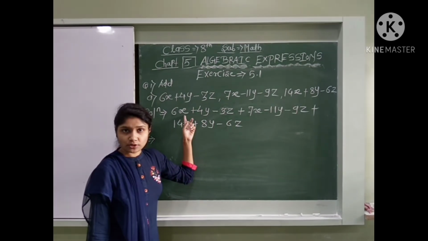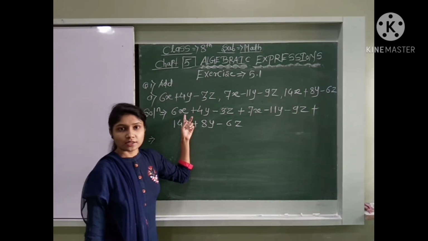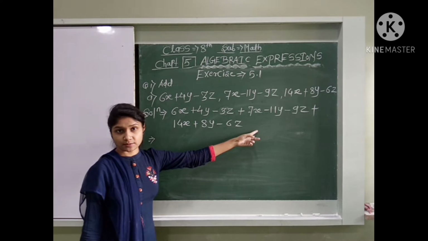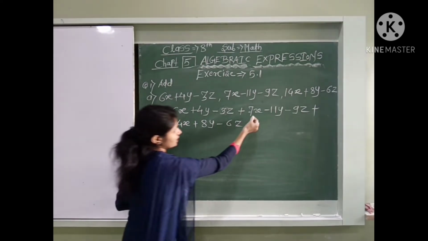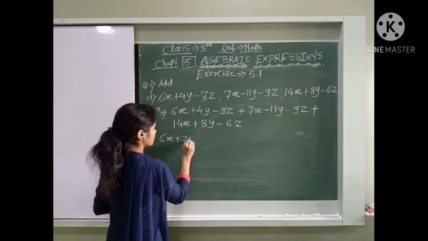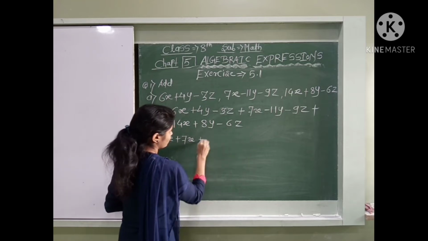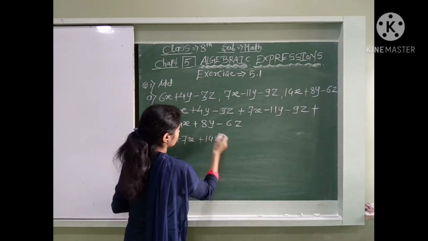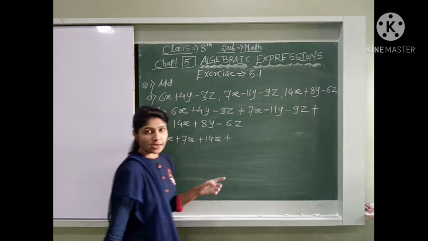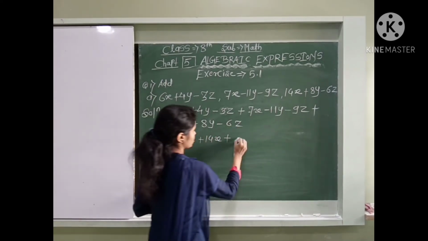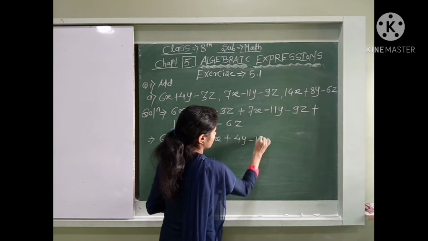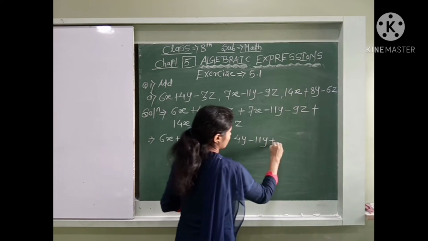What is the next step? After putting the signs, collect the like terms. Separate their like terms. So 6x, then 7x plus 7x, then another one, plus 14x. Okay. Now 4y is a like term: 4y minus 11y and plus 8y. So we have to collect it: 4y minus 11y plus 8y.